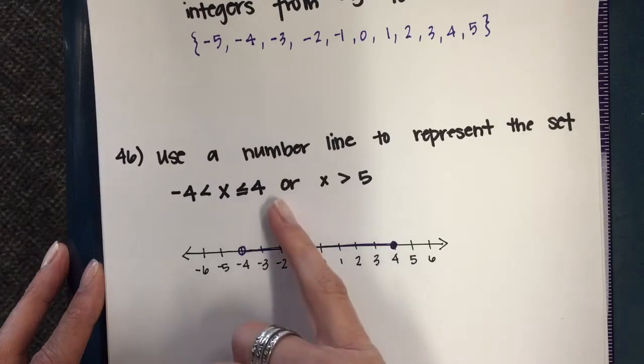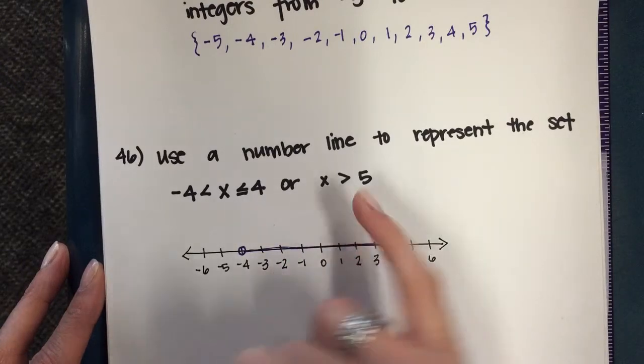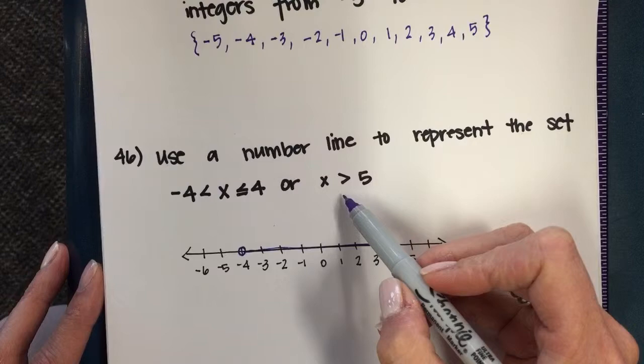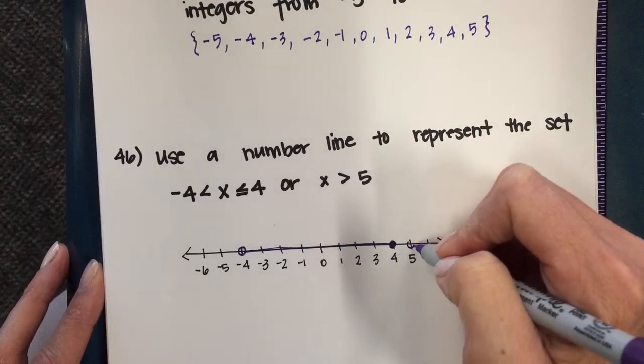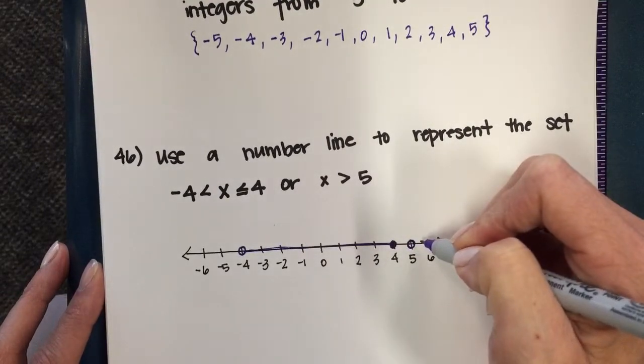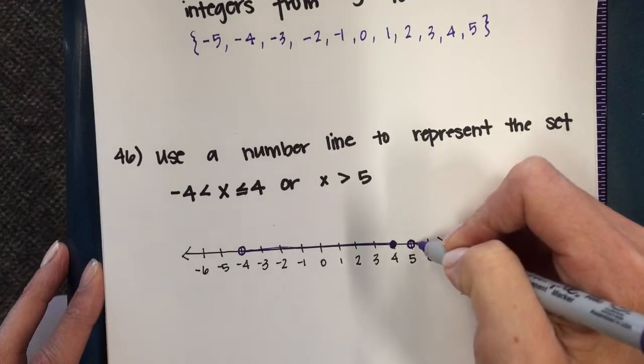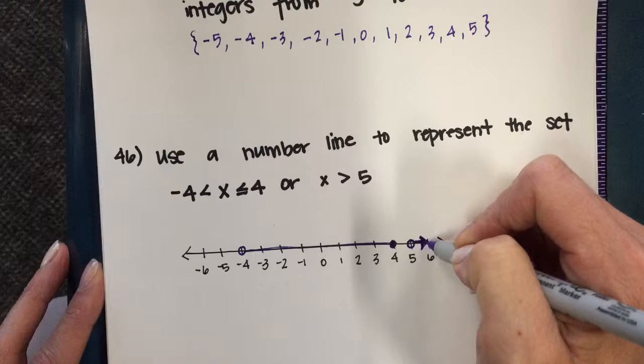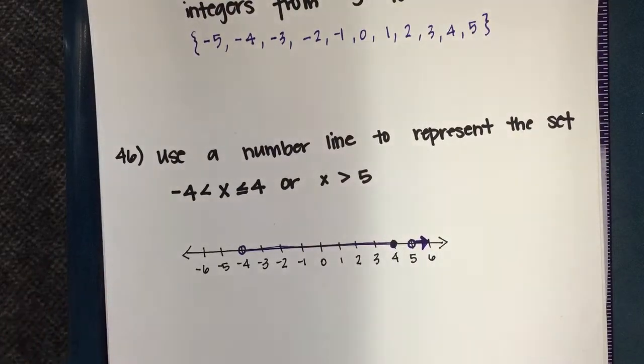Or, so also includes anything that's greater than 5. Just greater than, not or equal to. So open circle on 5, and numbers that are greater than 5, larger than 5 are to the right. So this one's not going to have a right-hand endpoint. We just draw an arrow. There's no right boundary for that one.